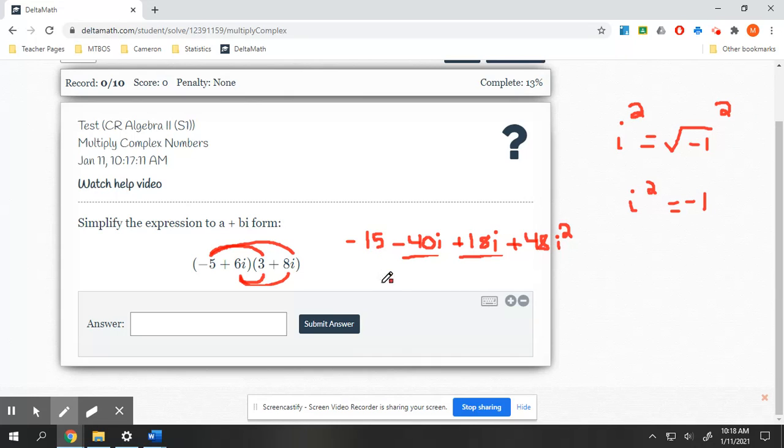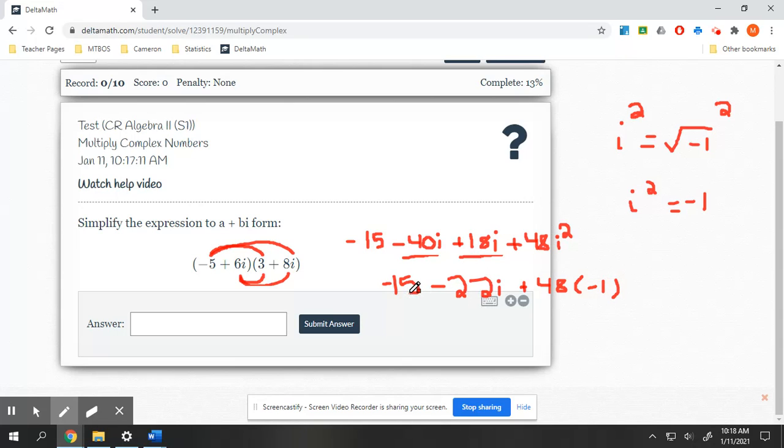So here is what I see here. Yes, I have a negative 15, negative 40i, and 18i. That is negative 22i. Now I still have plus 48, but i squared is equal to negative 1. So here's my final answer here.